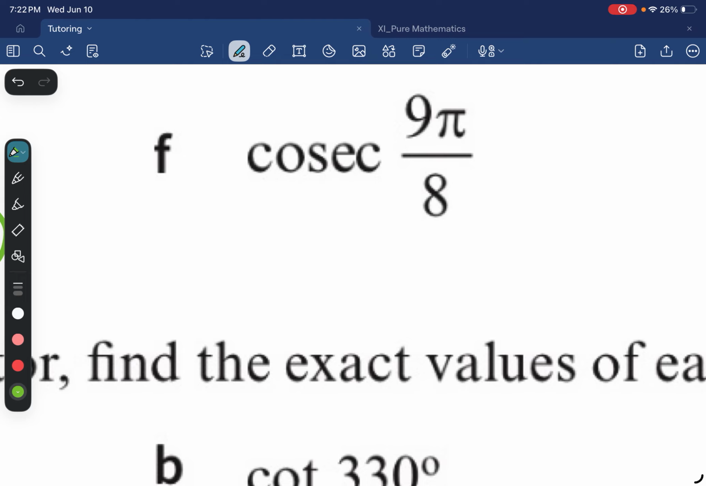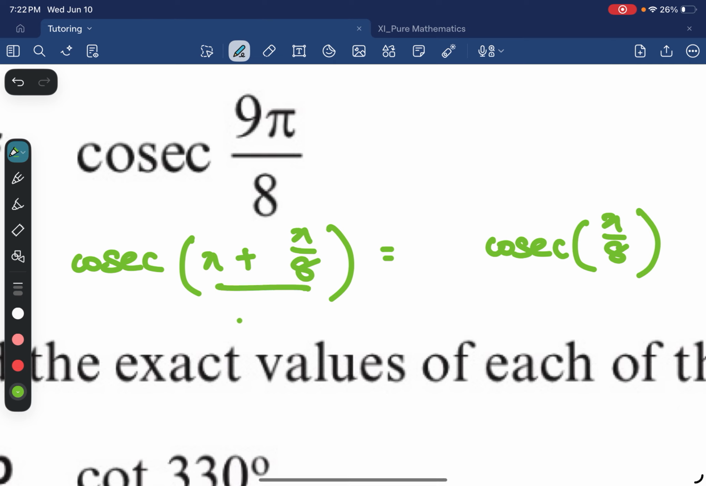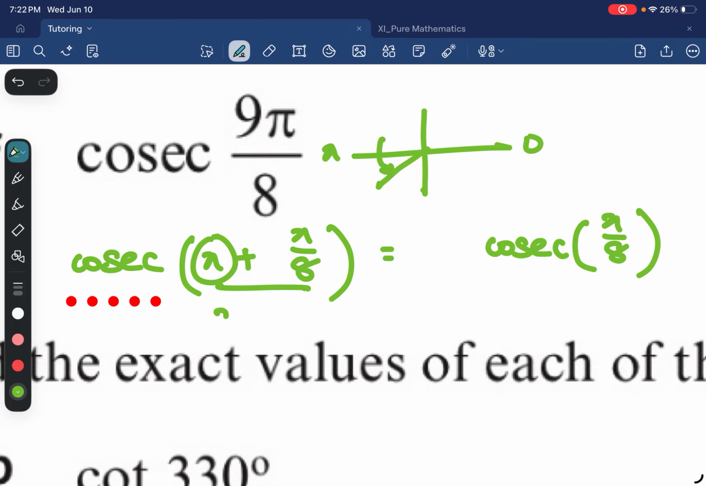Cosecant 9 pi by 8. 8 pi by 8 is pi, right? So this is cosecant pi plus pi by 8. I hope it makes sense why I wrote it like this. Because pi is 8 pi by 8 plus 1 pi by 8 is going to give you 9 pi by 8. And now you can keep cosecant as it is. Pi by 8 is going to be an acute angle. And this is in what quadrant? Well, this is 0, this is pi. So up until pi, we are in the second quadrant. So anything more than pi is in the third quadrant.